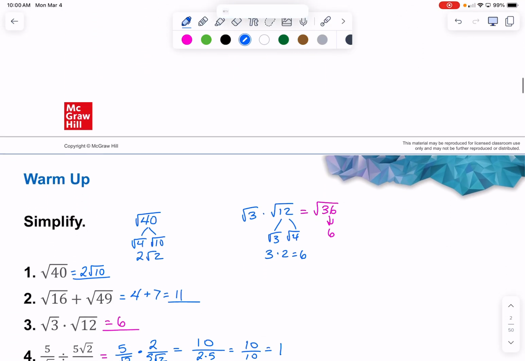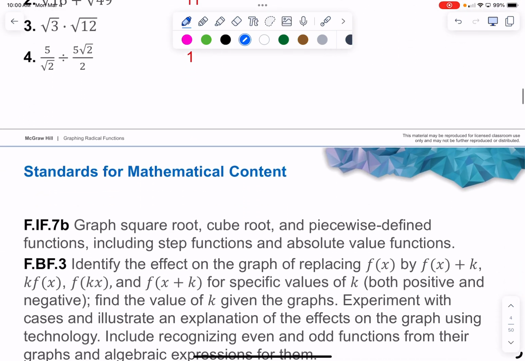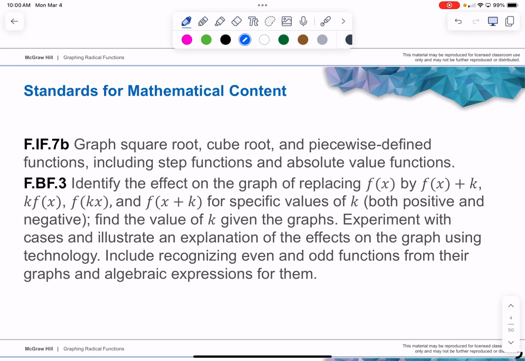Radical functions. We did our warm-up already, and then we remembered to record this. So the standards we are covering today, we are going to be graphing square root and cube root functions. Okay?